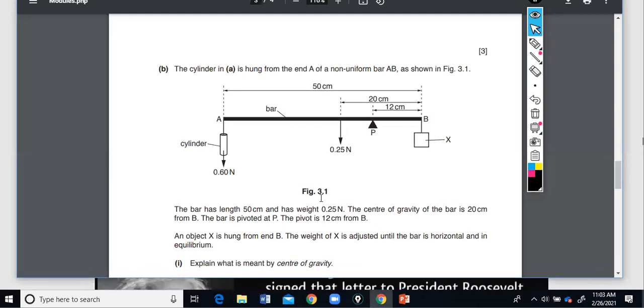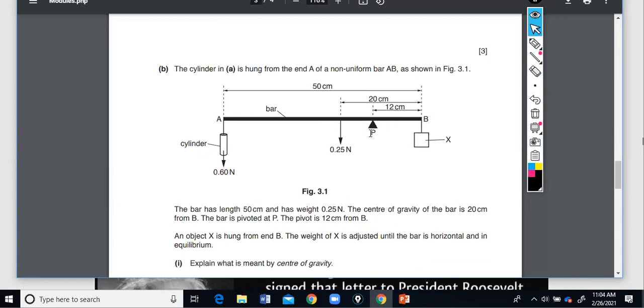The bar has a length of 50 centimeters, has a weight of 0.25, but it looks like they're showing us where it acts. The center of gravity of the bar is 20 centimeters from B. So even though this thing is 50 centimeters long, more weight must be on this side of it because its center of gravity is closer to this. That's kind of what center of gravity tells us.